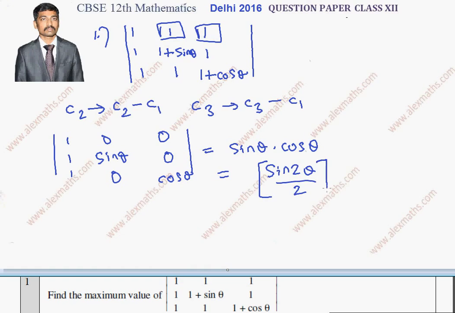Okay, now we want the maximum value. The maximum value of sine theta or sine of anything is 1. So even if I put that value as 1 here, the maximum value of this given determinant is 1 by 2.